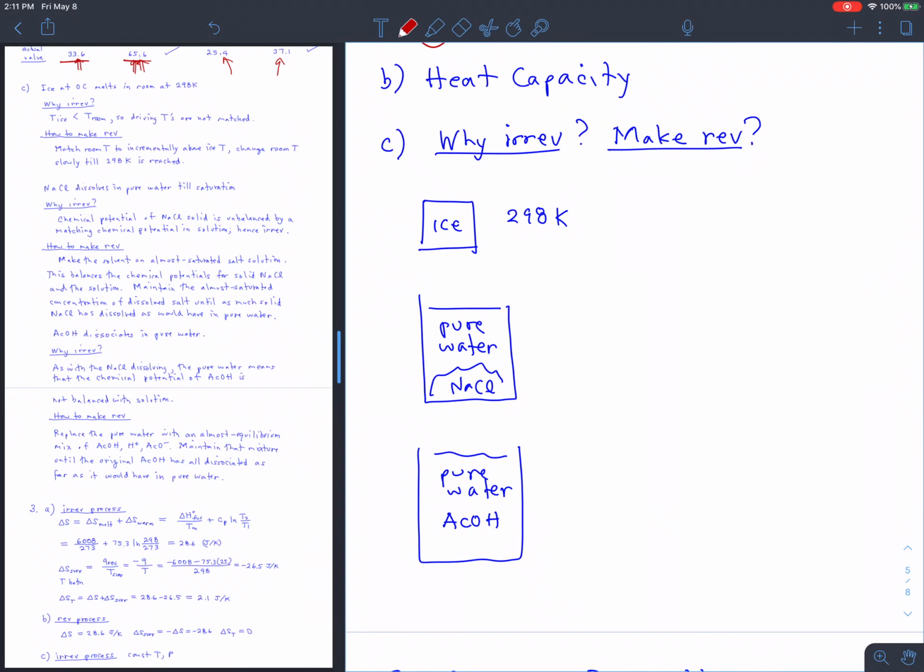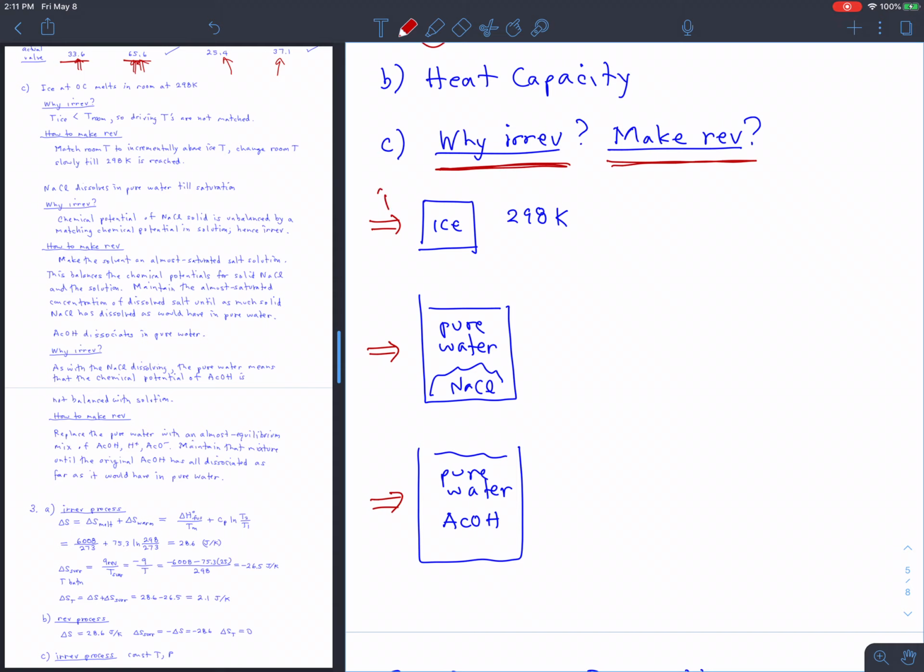For the last part of problem 2, there are two questions really. The first is the problem gives 3 different processes, all of which are said to be irreversible. And the first part of the question is, why are they irreversible? What makes them irreversible? And then the second part of the question is, what can we do to make those irreversible processes into reversible processes? What's the equivalent reversible process?